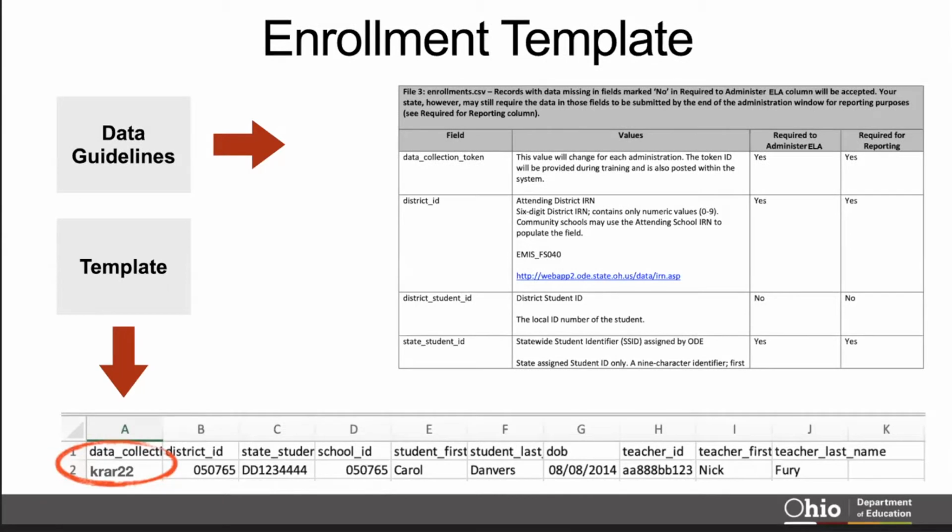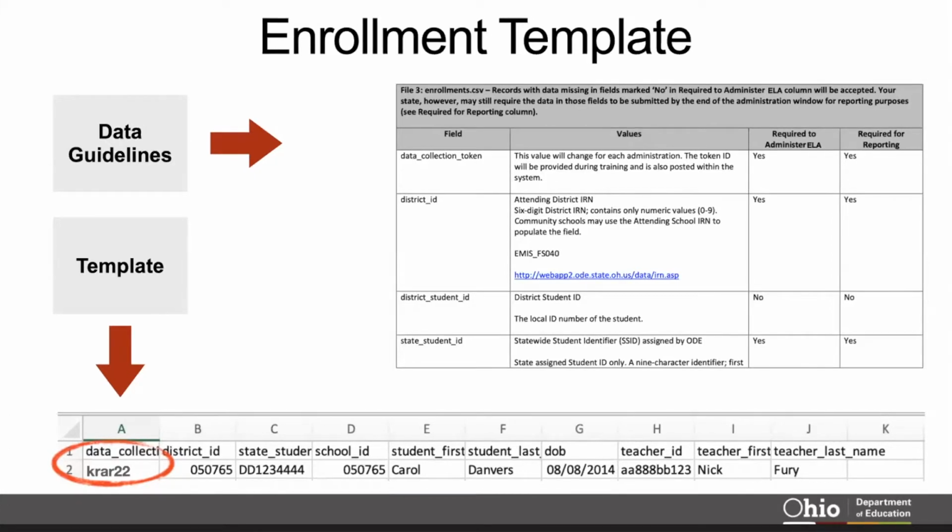In the enrollment template, you see the required fields. It is the collection token, the district ID, the state student ID, the school ID, the student's first and last name, as well as their date of birth, and then the teacher information, which would include the teacher ID, the teacher's first and last name. All of this information is needed for the enrollment template in order to make the join between the student and the teacher in the system.